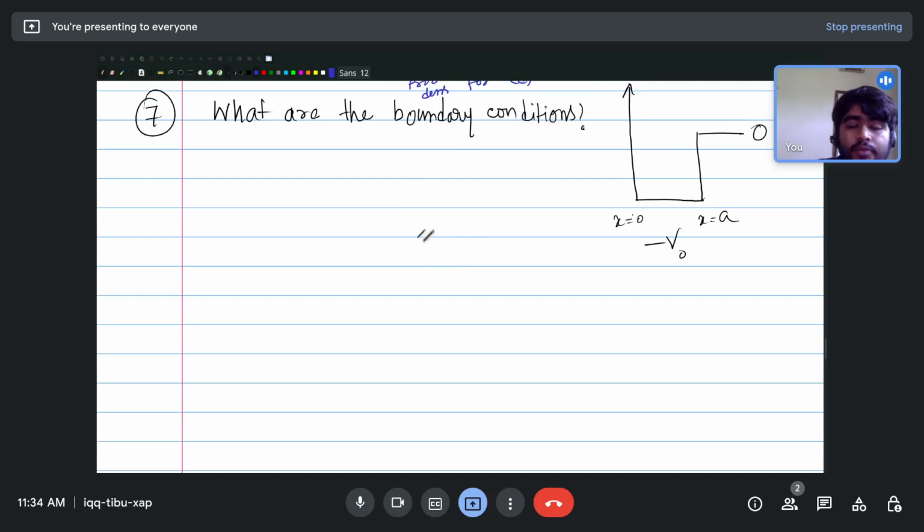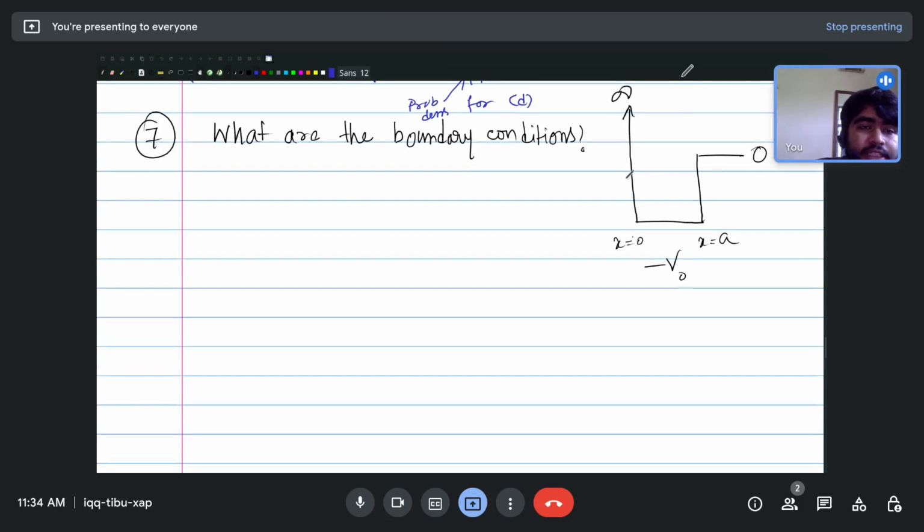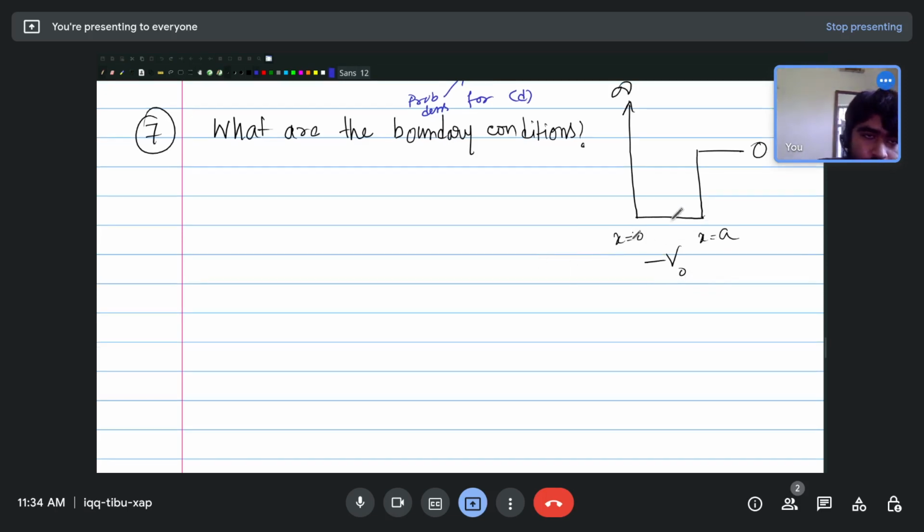In problem 7 you are asked to find the boundary conditions in this case. The potential on the left is infinity, beyond x equal to a it is 0, and in between it is minus V0. So there are clearly three regions, region 1, 2 and 3. In region 1, psi 1 is 0 because V is infinity, so there cannot be any particle in that region.